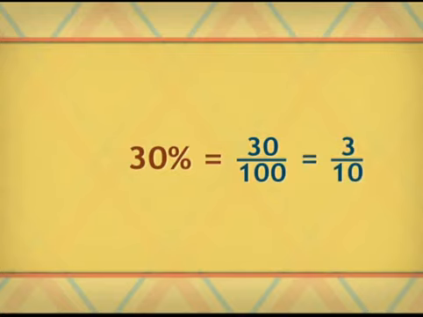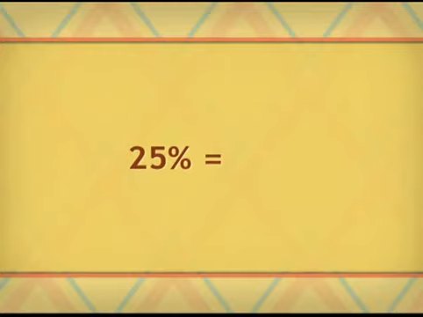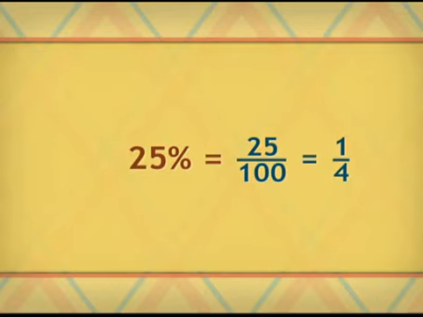How about 25%? What would that ratio be in fraction form? Well, it's 25 100ths. But that's not in lowest terms yet, is it? What will it be in lowest terms? Well, we can divide both 25 and 100 by 25, and that gives us 1/4. 25% and 1/4 are equivalent.